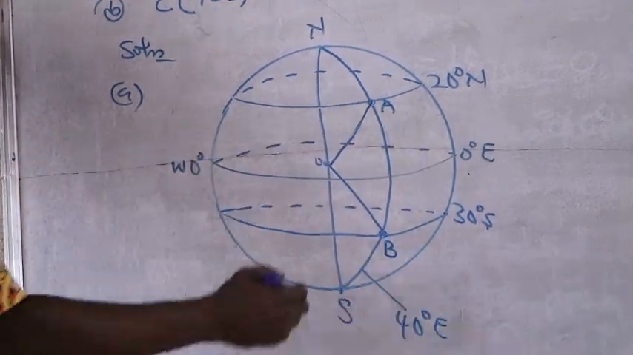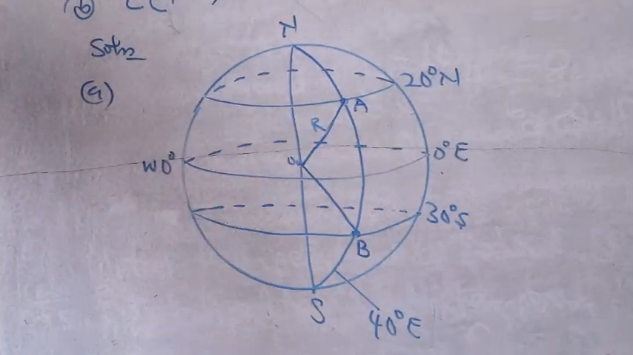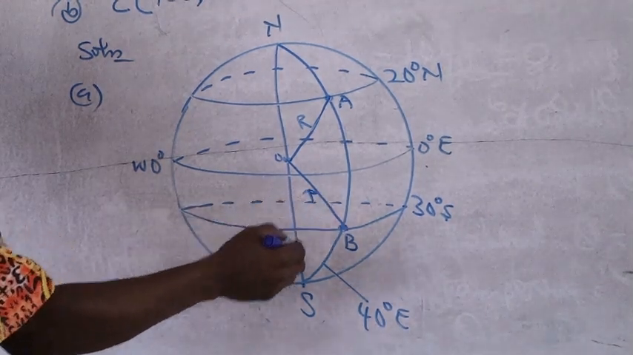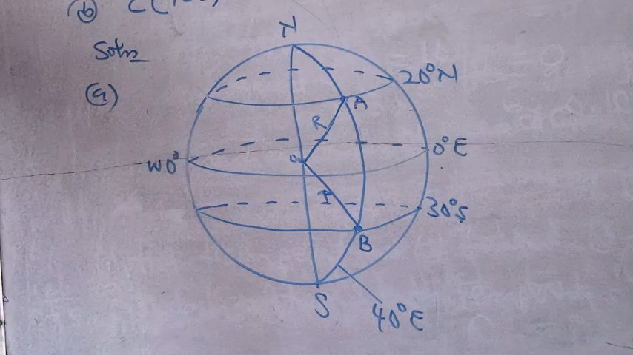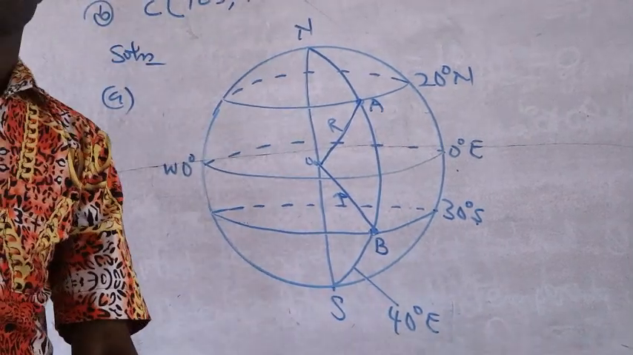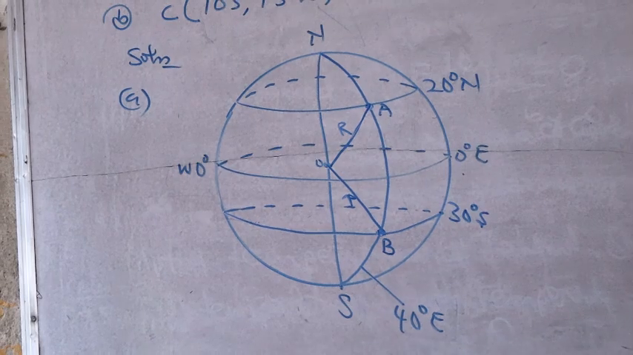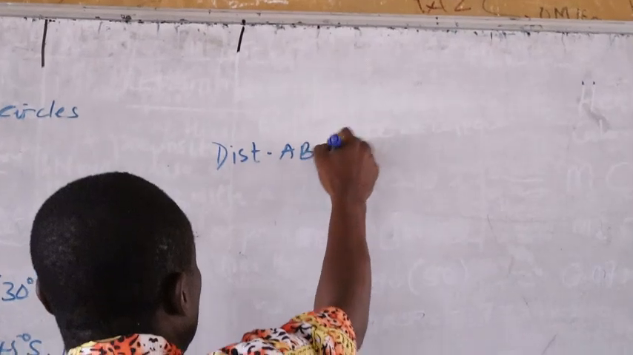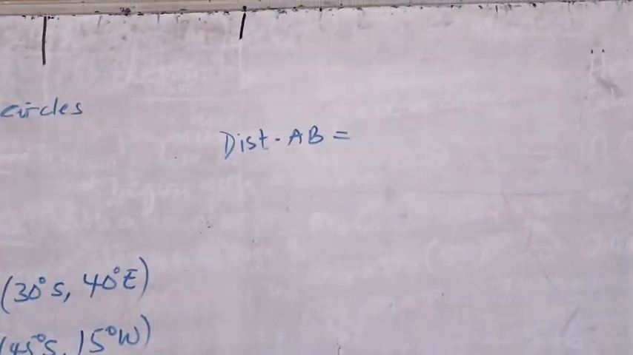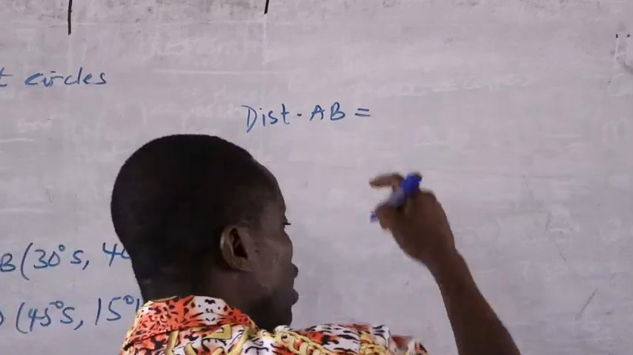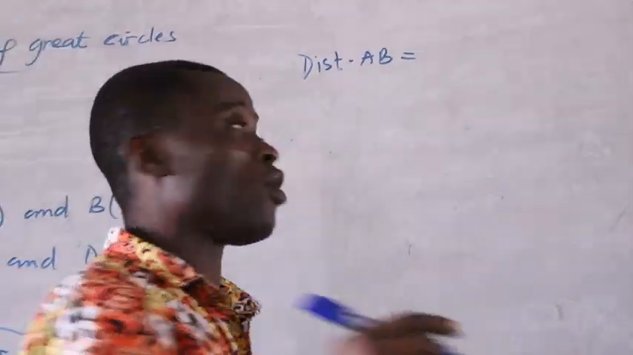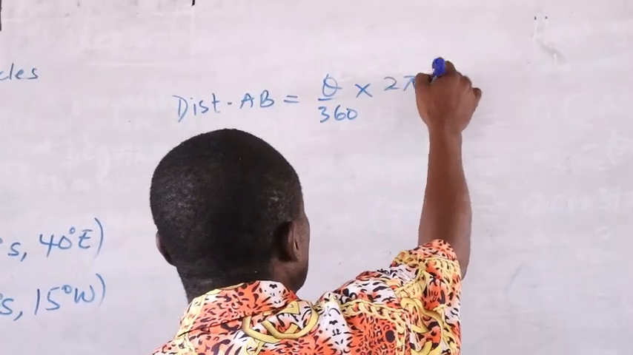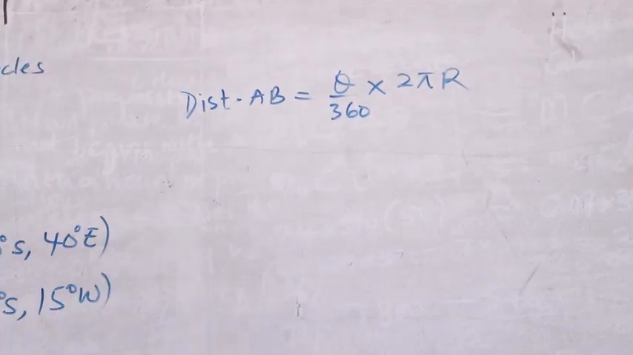AOB is a sector, and this one is bigger. Why is it bigger? It touches the center of the earth. That's why the formula now changes to theta over 360 times 2 pi R, with big R. Then you state your formula. Distance AB equals, along the line of longitude, theta over 360 times 2 pi R. Why big R? It's a great circle.